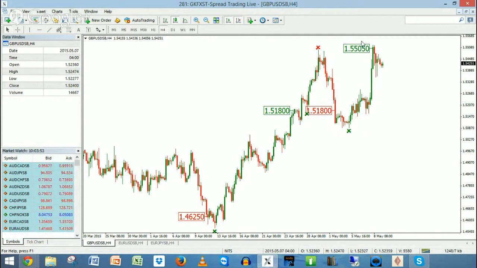So we're long again at the moment. We've retraced back a little here, so if you didn't get in earlier, you can get in here. Stop loss on this trade is here.